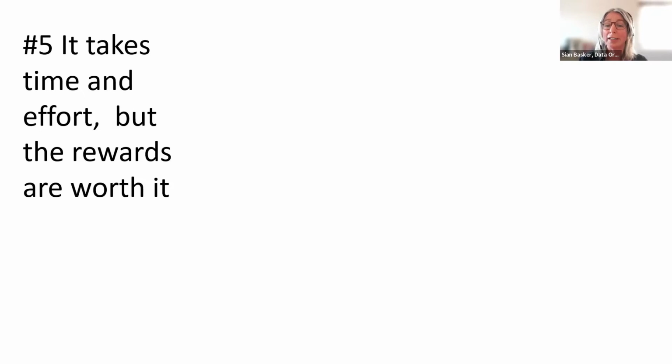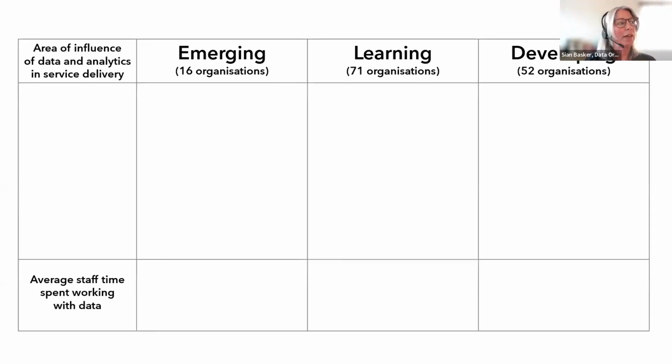So we wanted to look a little bit more closely at this, and in particular to see whether this was true, that as organisations advanced, they spent, if not less, then at least the same amount of time, but ideally they'd spend less time. So we looked into this in a little bit more detail, and this is what we found.